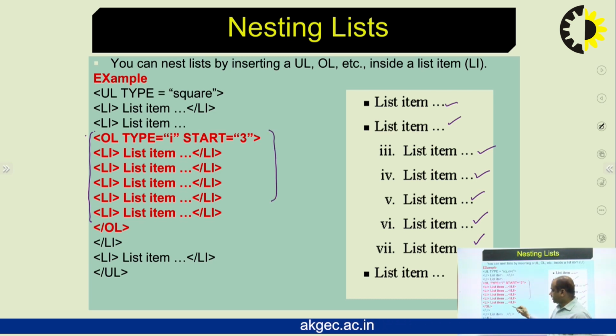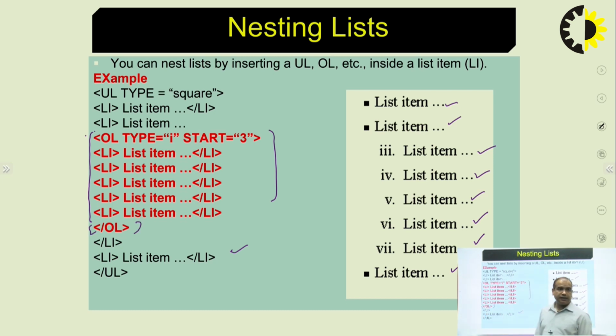Once the nested list is completed, my next list item is in the unordered list, and you will see it as a list item. One important thing to note here: if you forget to close that list, you will see an unexpected result. That list is going to continue, because you did not end that list.